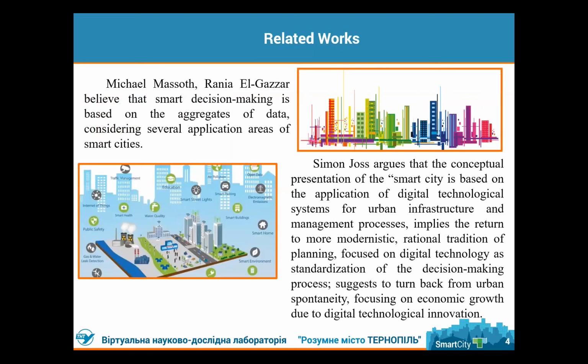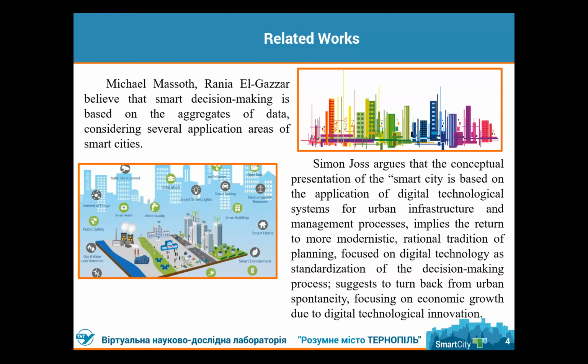Michael Mathot and Rania Elgazar believe that smart decision-making is based on the aggregate of data, considering several application areas of smart cities. Information systems play an important role in the development of smart cities. The authors note that the data can be combined with historical data or other open data from various sources, being the basis for decision-making.